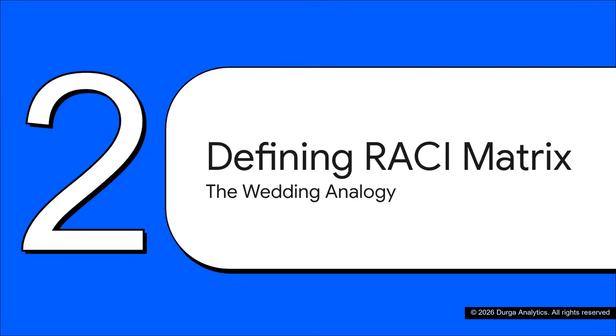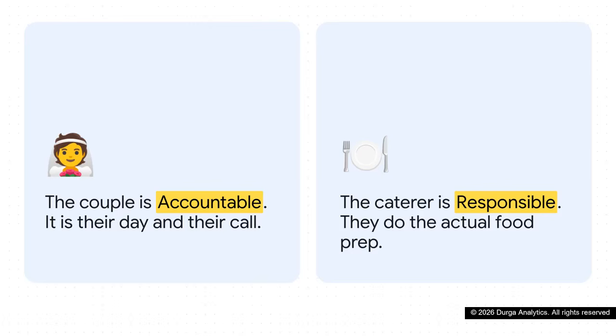Section 2. Defining the RACI matrix. The wedding analogy. Now, before I start throwing massive corporate grids at you, let's look at a real-world scenario to really make this concept stick. Think about planning a wedding. You've got the caterer, right? They're in the kitchen, cooking the food, plating it, serving it.